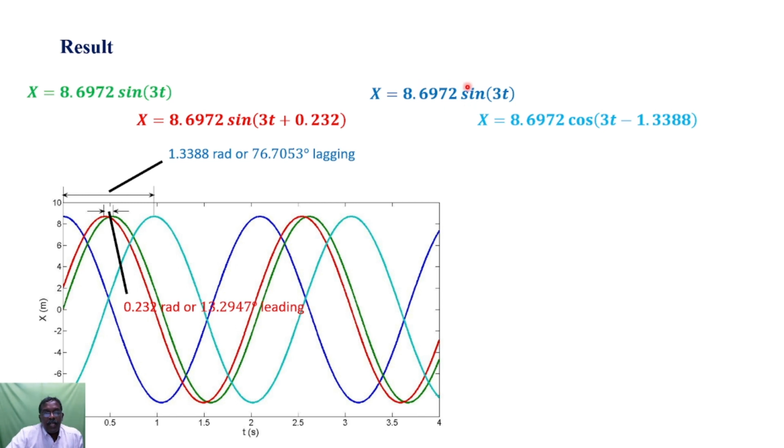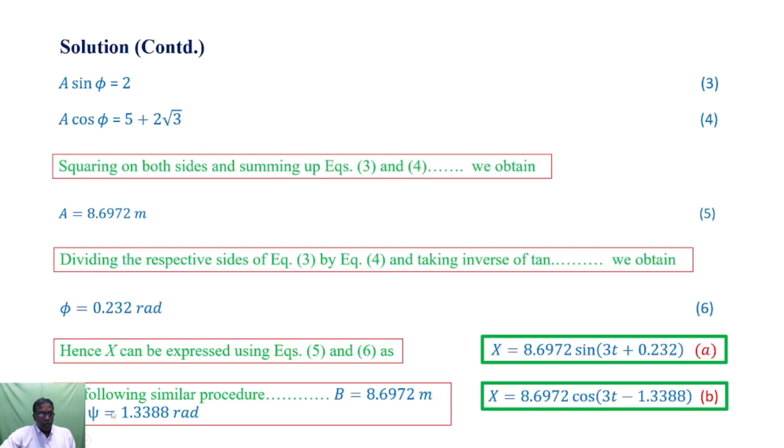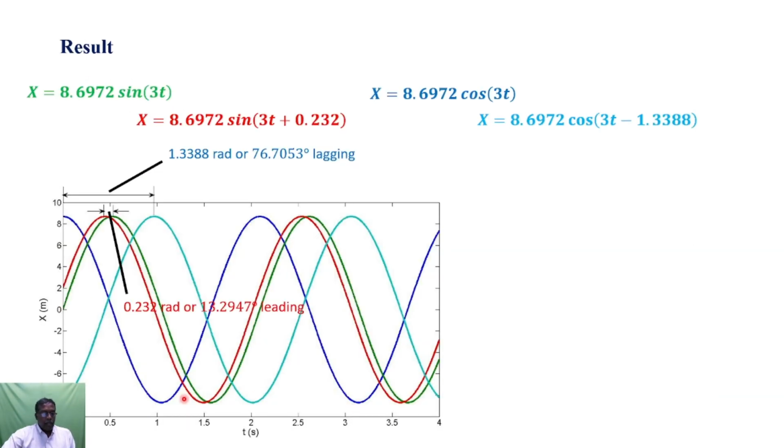And for the second problem, x is equal to 8.6972 sin 3t. Solutions A and B can also be plotted as a graph in time displacement diagrams as shown here. The green colored function x equal to 8.6972 sin 3t is a pure sine function where the initial displacement is 0. The angular frequency is 3 radian per second.